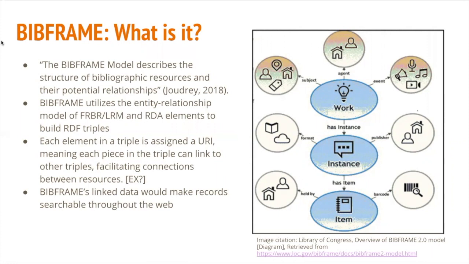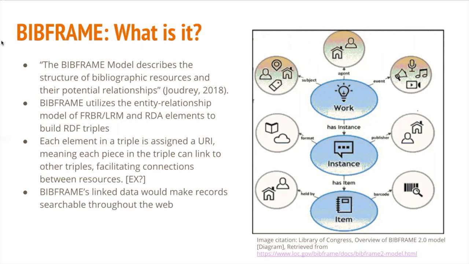All right, then we have the Jude quote, which is, the BIBFRAME model describes the structure of bibliographic resources and their potential relationships. So as I said before, BIBFRAME uses RDF triples, URIs, and specialized vocabularies called ontologies to give resources a common infrastructure that makes it possible to reveal and link relationships between these resources. It builds metadata that may be linked, searched, and shared throughout the internet as a whole.